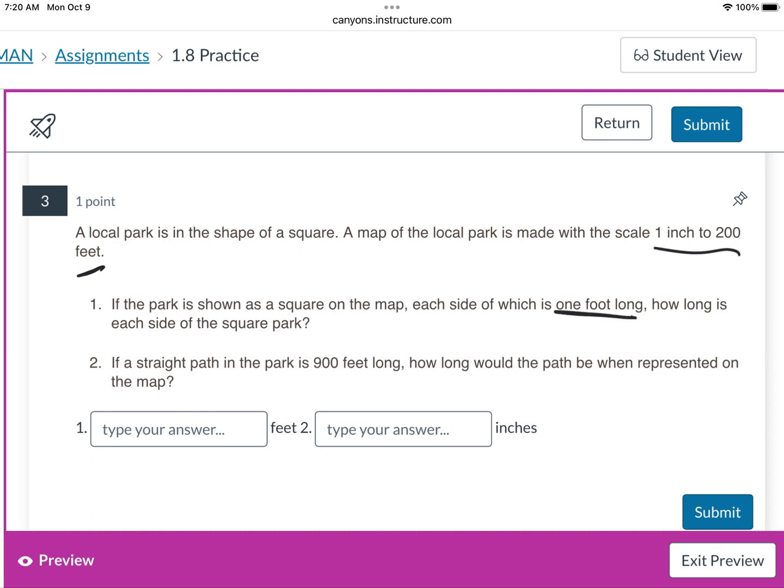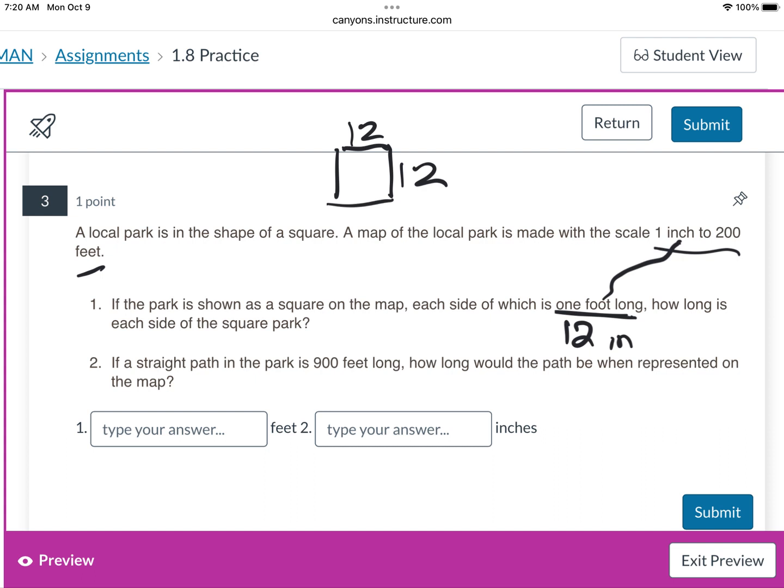So the problem here is we have feet and we have inches. They are not the same. So if I convert 1 foot into 12 inches, that means I have a square park. That's not a square. Let's try that a little better. There we go. I have a square park that's 12 by 12.